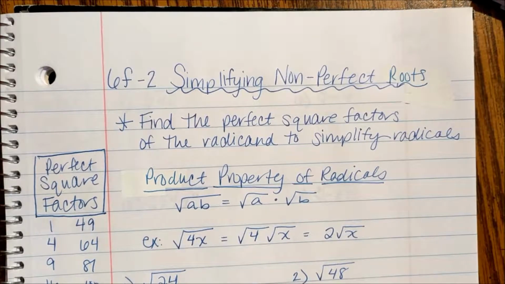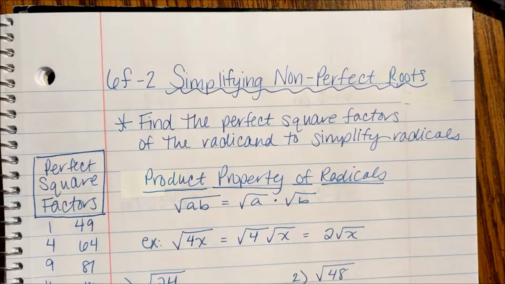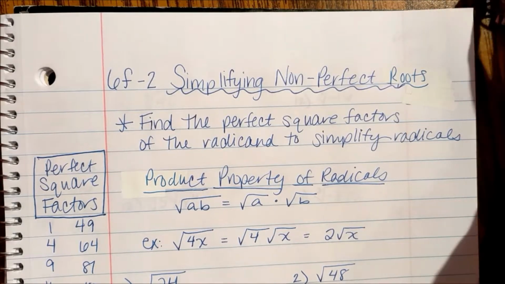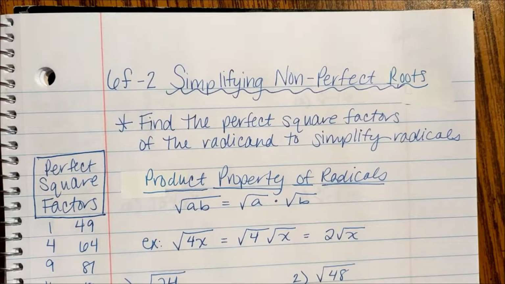In this extension set of 6f-2, we're going to look at simplifying non-perfect square roots and cubed roots. This tends to be more of an Algebra 2, a little bit geometry topic, but I just want to give you an overview just so that you can start to see what it'll look like. The idea here is we're trying to find the perfect square factors of the radicand to start simplifying radicals.